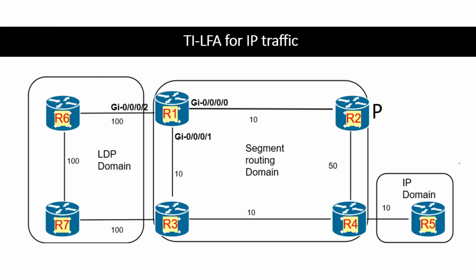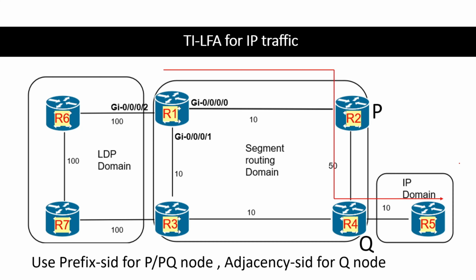And if we talk about the backup path where R2 and R4 are acting as a P and Q node, so this is the packet for R5. Then on top of that one, it will be the adjacency-sid between R2 and R4, and then implicit null label for the R2. R2 removes the adjacency-sid and forwards packets to R4, and from R4 anyhow it is unlabeled, so it's going to forward it to the R5.